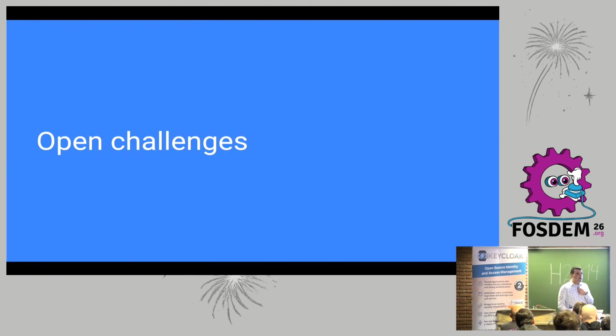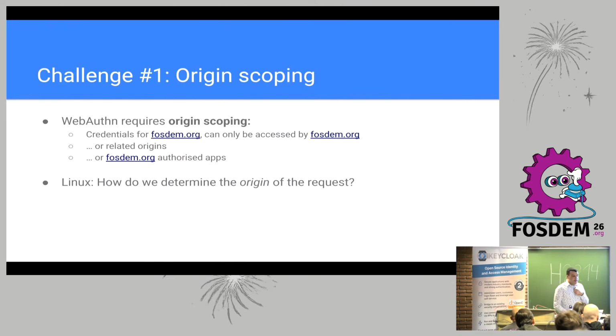I want to mention a few open challenges because we've not solved all the problems. Origin scoping is the first one. This is a guarantee offered by WebAuthn. It can be written as follows. Credentials for your origin, so in this case, say, FOSDEM.org, should only be accessed by your origin, so your website, or authorized related origins, if you have a website that uses multiple domains, or authorized native apps. On Linux, if we get a request from the FOSDEM binary, how do we determine which origins we should have access to?